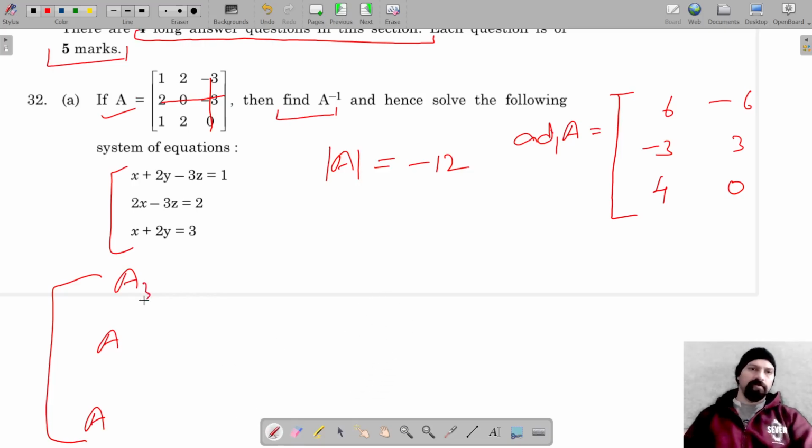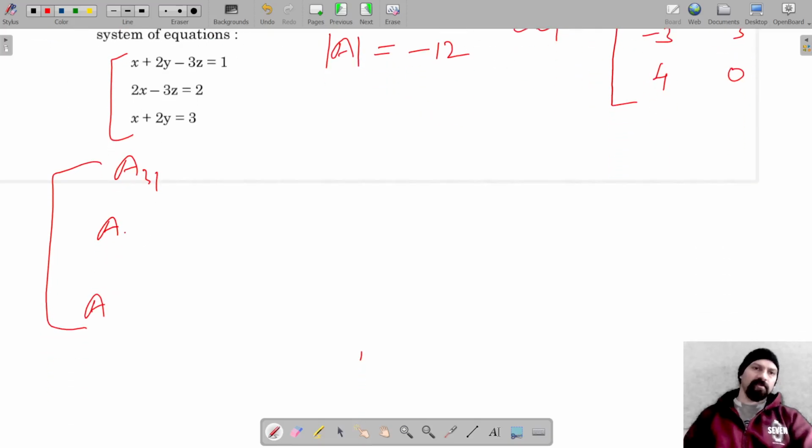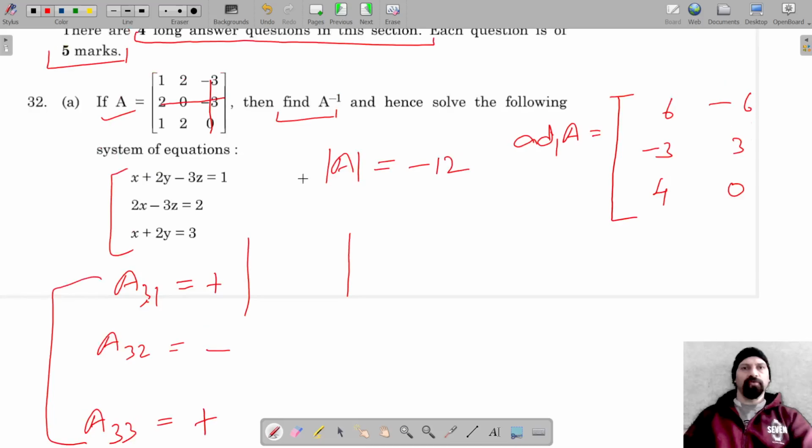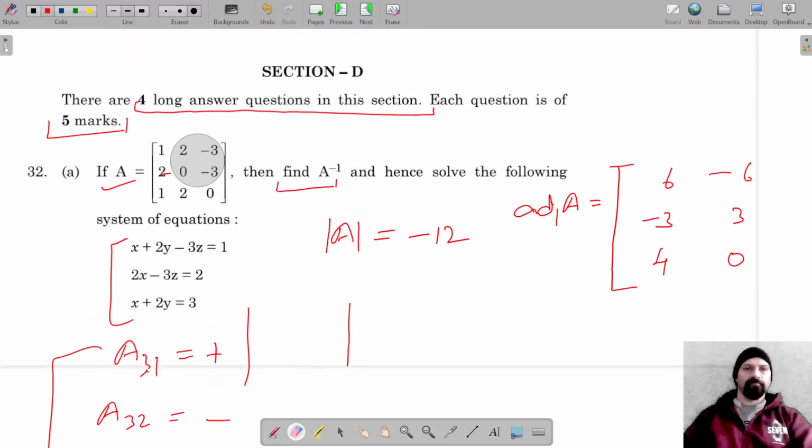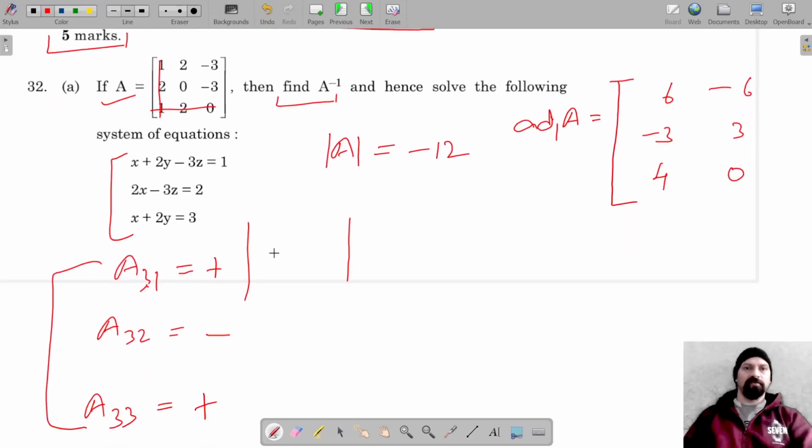Okay, so third row means 3, 1, 3, 2, and 3, 3. So for 3, 1, it's plus, it's negative, and it's plus. Let's remove the row and the column here. If you remove the row and the column for this, we get 2, -3, 0, 3. This is 2, -3, 0, and -3.